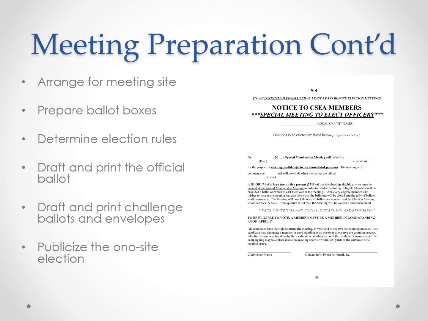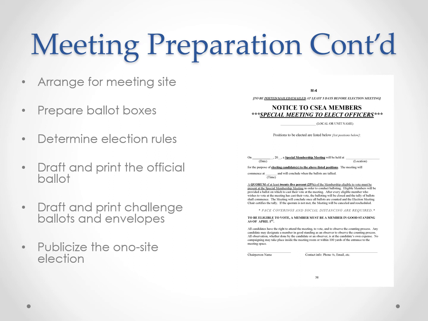There are several things you'll need to do to get ready for the election meeting. There are checklists in the manual that you can follow. A few of the items are arranging for a location at which the meeting can take place. Keep in mind the size of the membership, as well as work locations and shifts, and pandemic considerations such as social distancing and limitations on indoor and outdoor gatherings. Prepare ballot boxes, draft and print the different ballot types and envelopes we discussed, and publicize the meeting.